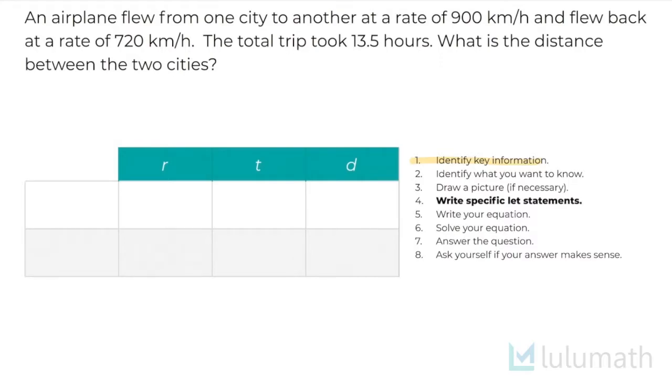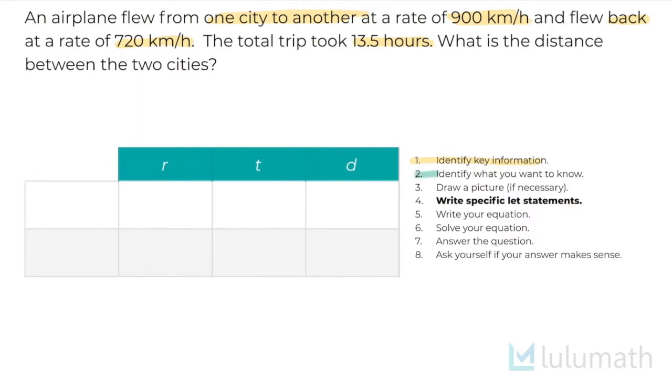So an airplane flew from one city to another at a rate of 900 kilometers per hour, okay, and it's from one city to another, so that's important. And then the airplane flew back at a rate of 720 kilometers per hour. The total trip took 13.5 hours, and we want to know what is the distance between the two cities.